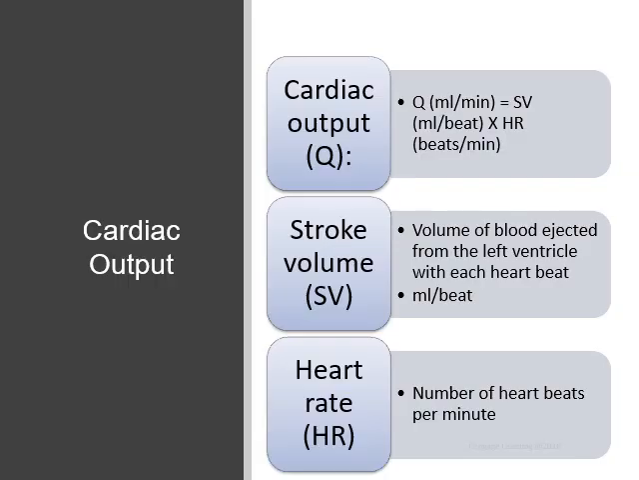An optimal cardiac output for an adult is about 5 milliliters per minute, or Q equal to 5. In order to obtain the cardiac output value, you need to multiply the stroke volume times the heart rate. The stroke volume is the volume of blood that is ejected from the left ventricle with each heartbeat, and it is measured in milliliters per beat. Heart rate refers to the number of heartbeats that occur every minute.